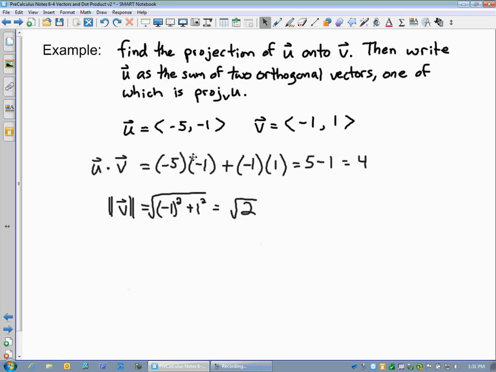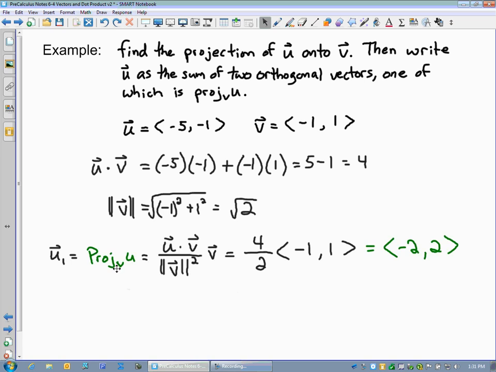And using our formula for the projection of u onto v, be careful of which one you're projecting onto which. If you're projecting onto v, that's the one you're going to be taking the magnitude of. So u1 is the projection of u onto v, which is the dot product over the magnitude squared times the original vector v. And when we replace those numbers, we get 4 over the square root of 2 squared, which is 2, and multiply through, you're going to get negative 2 comma 2. So that is u1. And notice how this time we're using angle bracket notation rather than the hat notation.